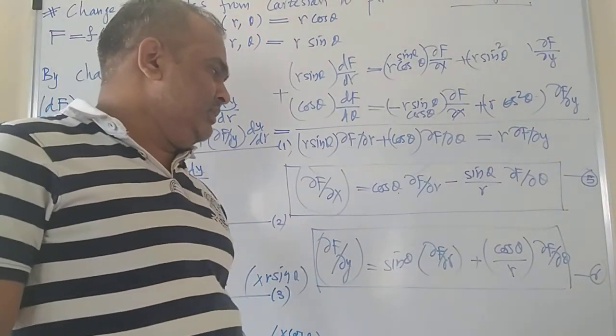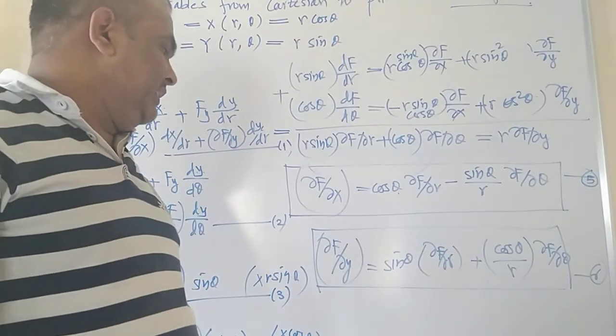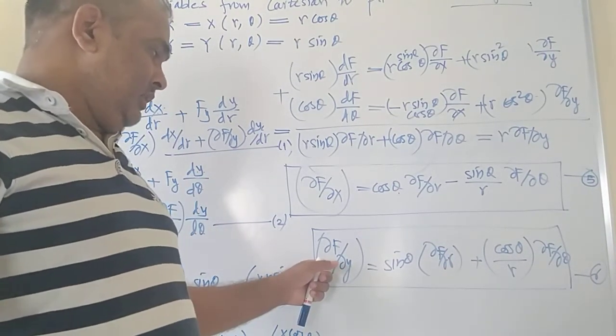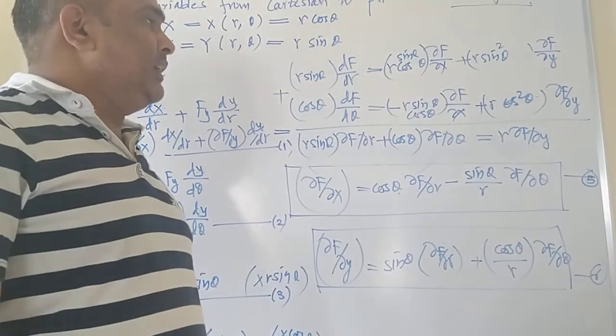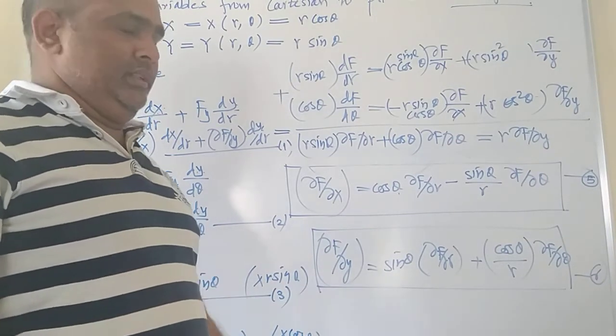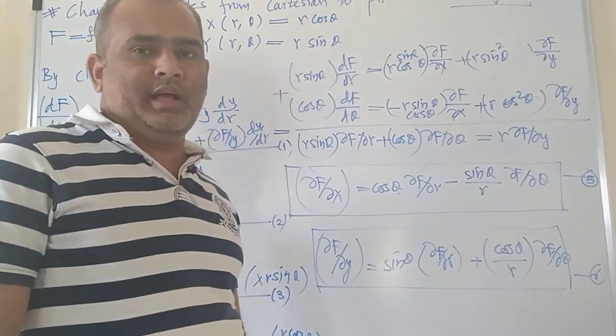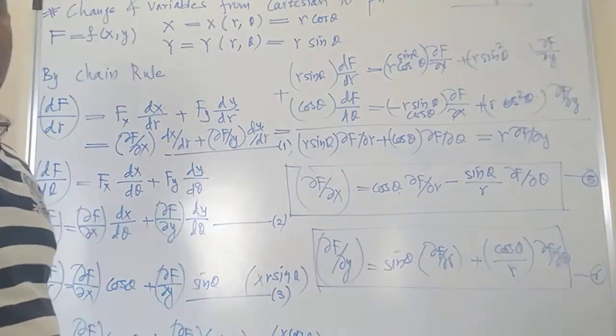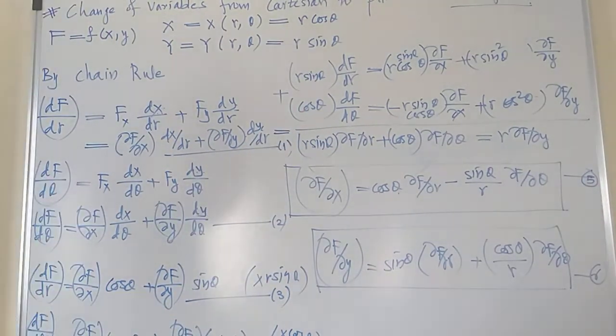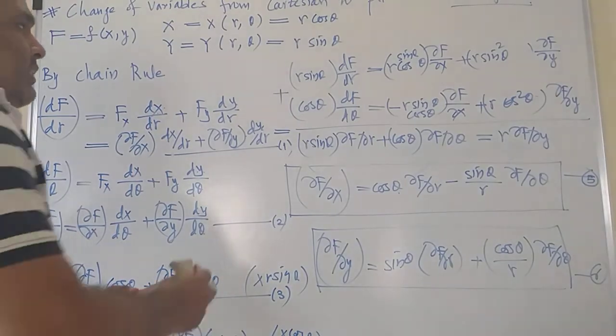The right hand side of equation number 6 is only in r and theta, and the left hand side is in terms of the y variable. So this is a transformation. I hope you have understood this. So let's solve a problem based on this topic. Let's take the first problem.